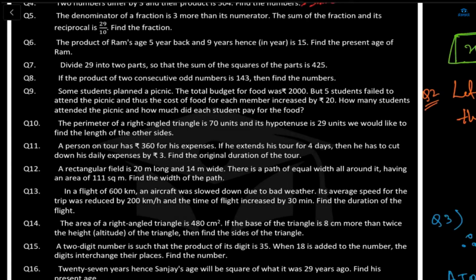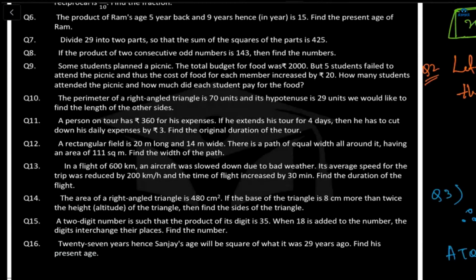Yeah, very good. Okay. Now comes a little bit tricky question from here. So can you try this? If you are not able to, I'm here to explain. Okay, so see, some students planned a picnic. The total budget for food was 2,000, but 5 students failed to attend the picnic, and thus the cost of the food for each member increased by 20. How many students attended the picnic and how much did each student pay for the food?